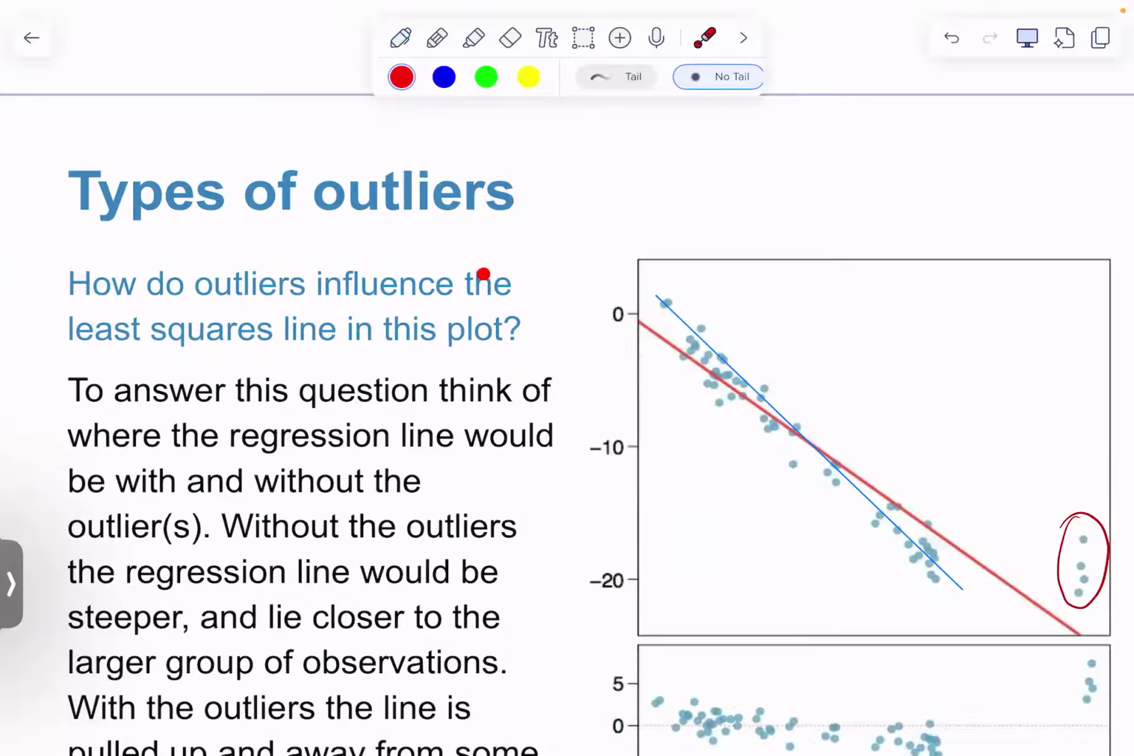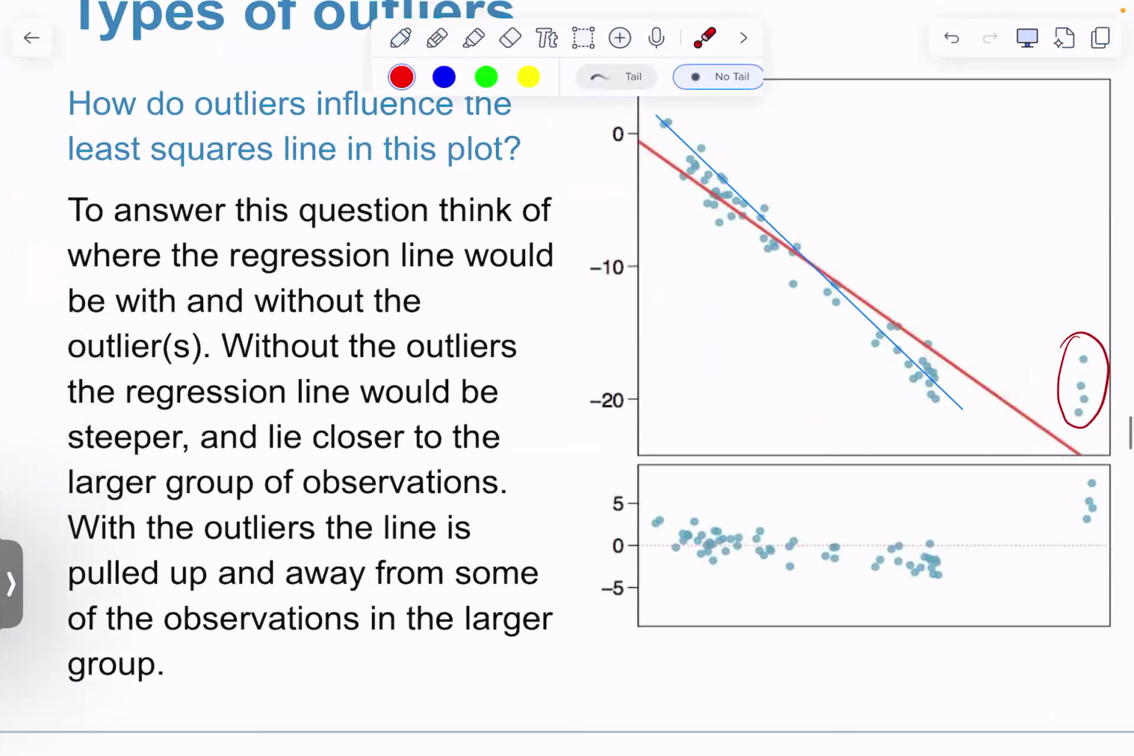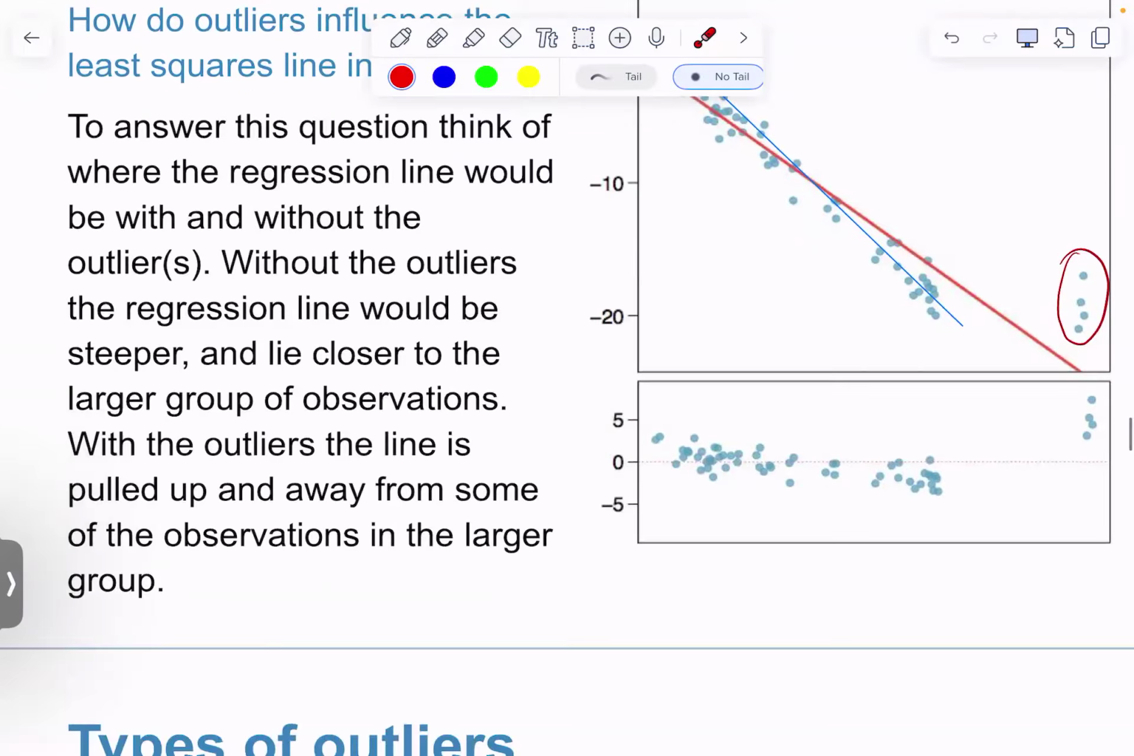So how do outliers influence the least squares line in this plot? You want to think about where the regression line would be without the outliers. It looks like it's being pulled up towards those outliers, which is often the case. Without the outliers, the regression line would be steeper and lie closer to the larger group of observations.